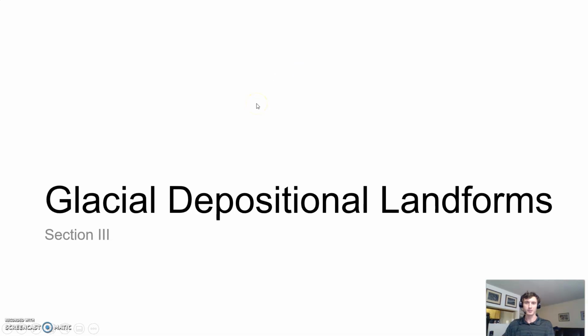So this is all for our erosional landforms. Next section, we're going to talk about depositional landforms. So not what the glaciers are carving out or taking away, but what do they deposit or leave behind.